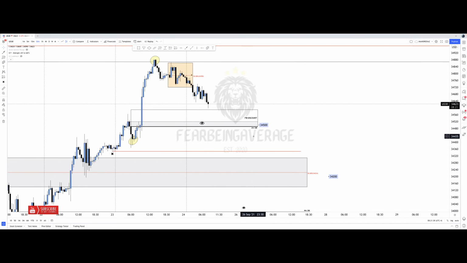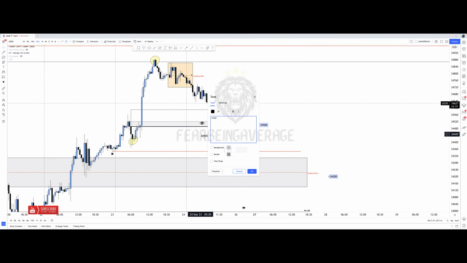We have a high probability area, which I'll write down the confirmation for. So we have 34,500. That's one confirmation, because that's a big figure level that tends to have a lot of volume and rejection in those areas. We have that. We'll have our fib long. We also have the 30-minute breaker block.